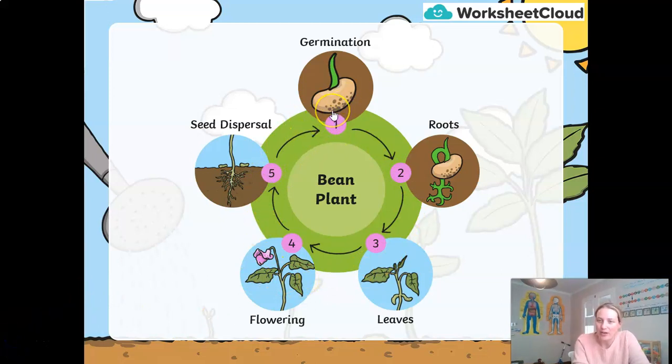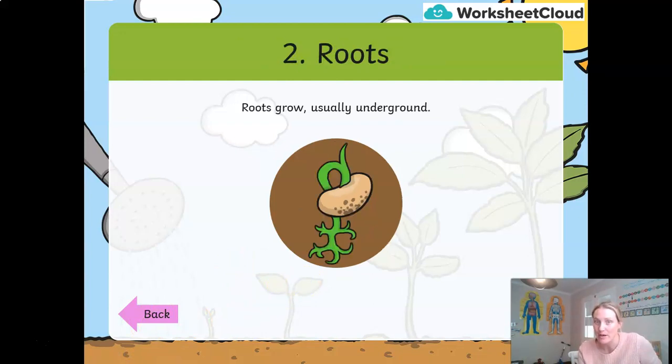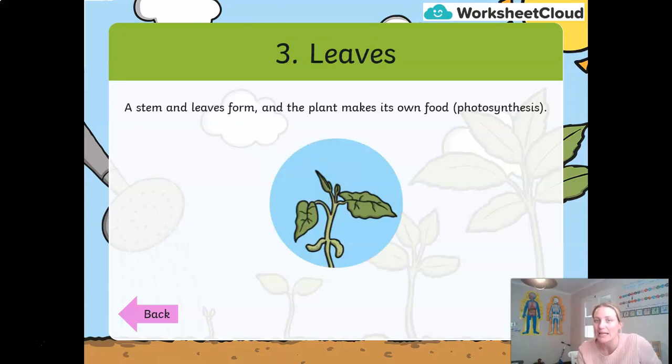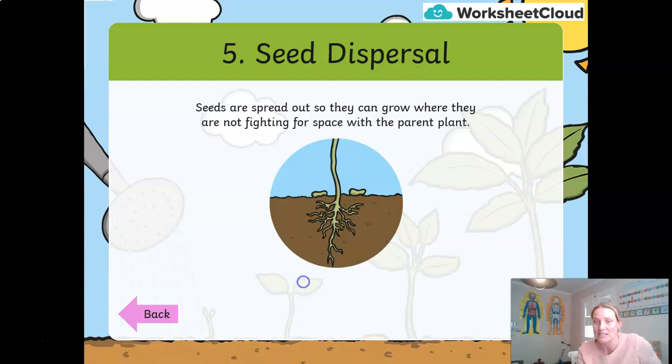So just so that we've got a little bit better understanding of why each of those stages are so important, germination. Germination is when a seed starts to grow in the right conditions. Roots, remember, go underground and are very important to anchor the plant and give it those much needed nutrients and water. Leaves, without the leaves, the plant cannot produce its own food. Flowers are needed in order to make new seeds, and those are then spread out so that they can grow without fighting for space with their mum or their dad, or the parent part of the plant.